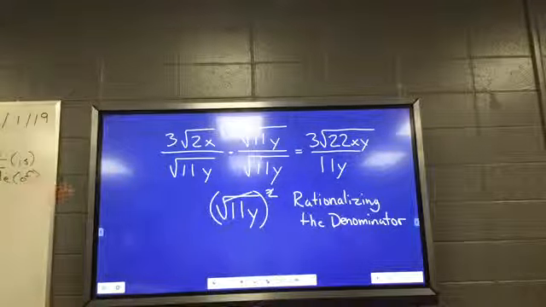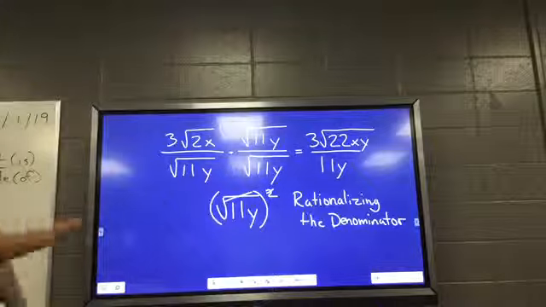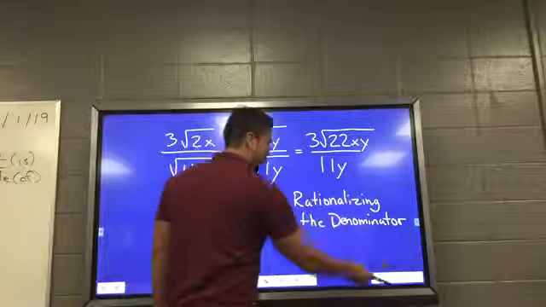That's called an irrational number. It never ends and never repeats. What happens when you multiply an irrational number by itself? You end up getting a rational number. I like rational numbers. So that's what we call rationalizing the denominator.